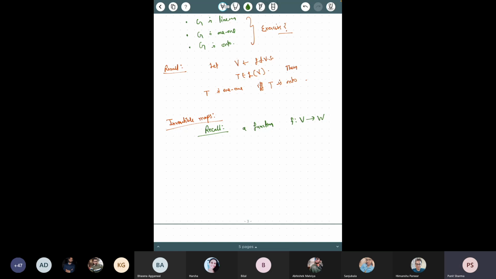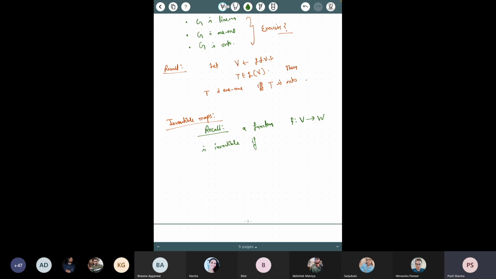Then we say that this function is invertible if there exists a function g from W to V such that f of g equals g of f equals identity. All right. Have you heard about right inverse and left inverse? Yes, sir, for example in group theory there is this kind of concept.